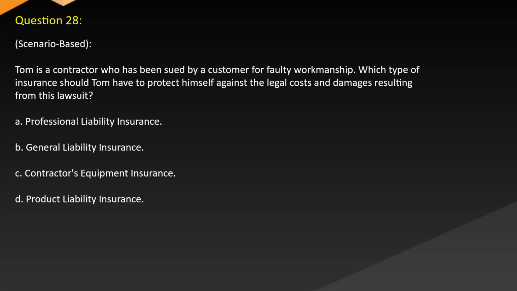Question 28, scenario-based. Tom is a contractor who has been sued by a customer for faulty workmanship. Which type of insurance should Tom have to protect himself against the legal costs and damages resulting from this lawsuit? A. Professional liability insurance. B. General liability insurance. C. Contractor's equipment insurance. D. Product liability insurance.